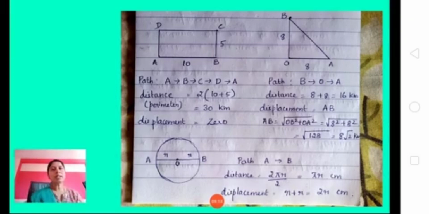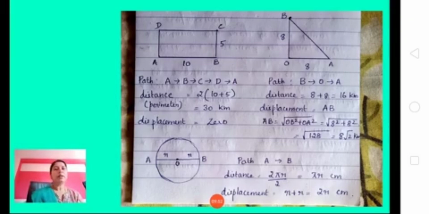Now in the last example, if you see, there is a circle. AB if you see is the diameter of the circle, R is the radius, and if you see the center of the circle is denoted by O. Now the origin point is A. The path travelled is from A to B. And you remember, we don't call it the perimeter of the circle, instead we say circumference of the circle. And the formula to calculate the circumference of the circle is 2 pi r.